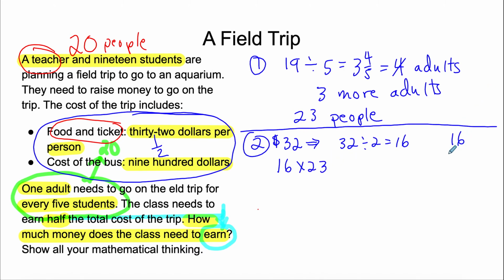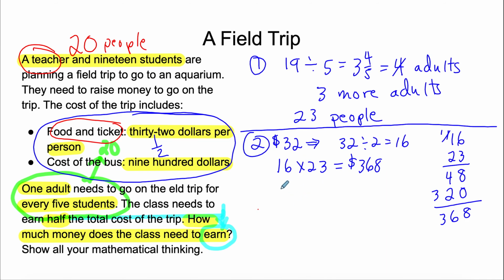So I'll go over here, 16 times 23, 3 times 6 is 18. 3 times 1 plus 1 is 4. Place my 0, cross off my regrouping. 2 times 6 is 12. 2 times 1 is 2, plus 1 is 3. And then I just add these up. And it's going to cost $368 for half of the food and tickets.